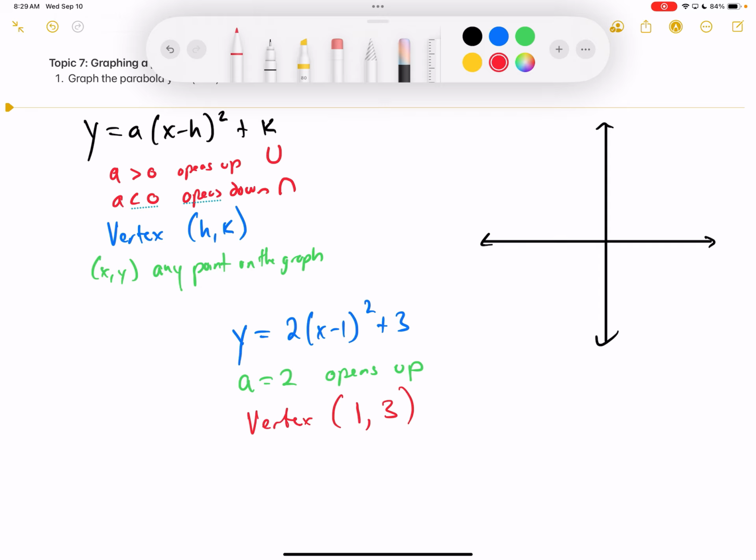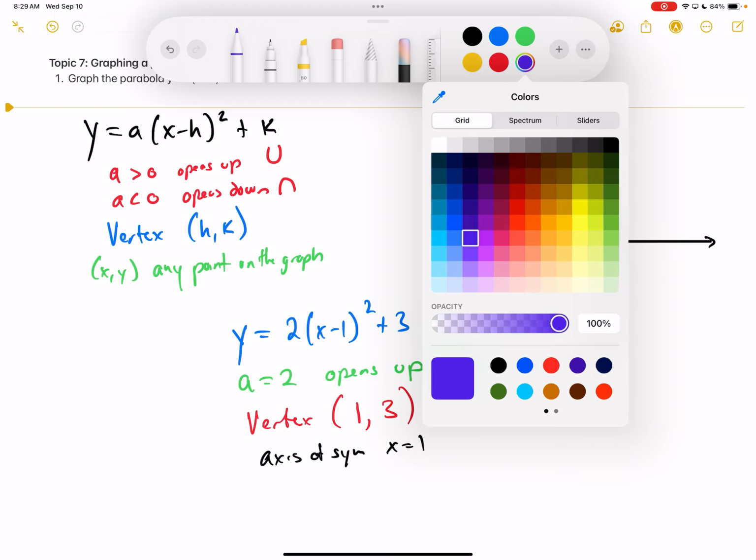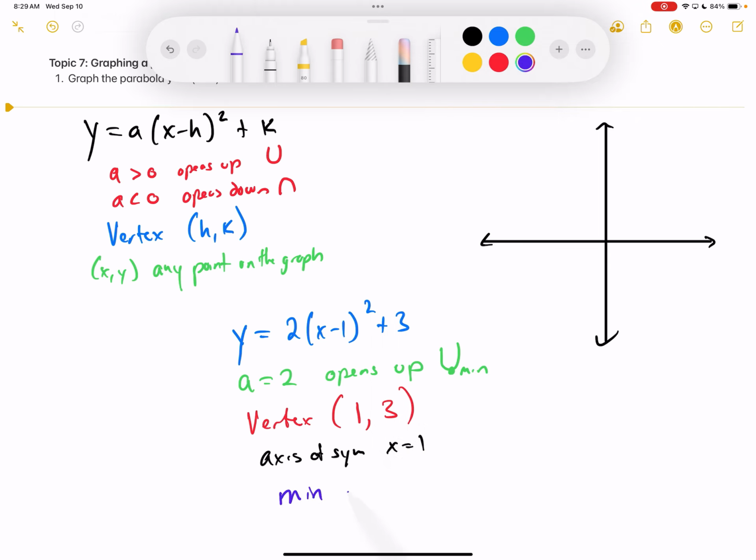So it's 1, 3. With the vertex, just by looking at it, I can say my axis of symmetry is x equals 1. If this graph opens up, that means I have a minimum. So to say what the minimum is, we would say it has a minimum at x equals 1, and the minimum value is 3. So that's all the information we can get by just looking at it when it's in this form. This form's a lot easier to work with.